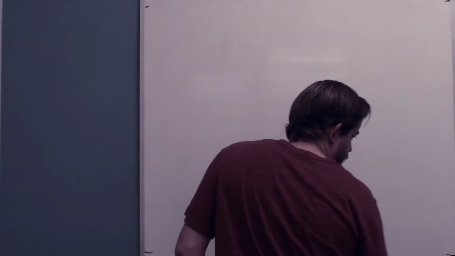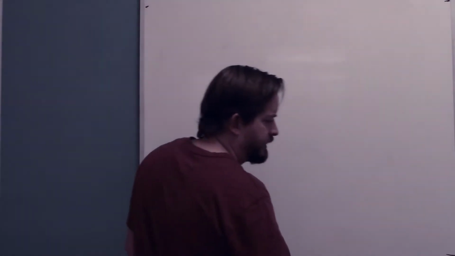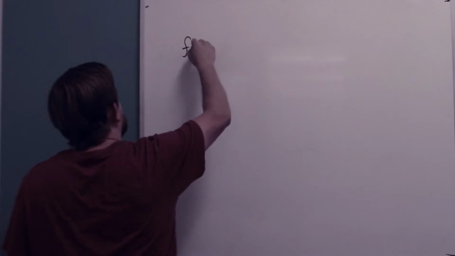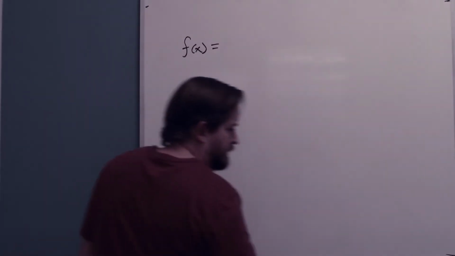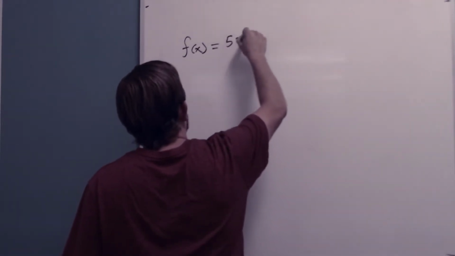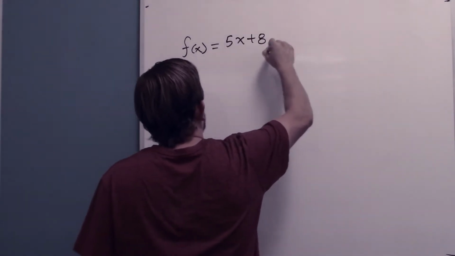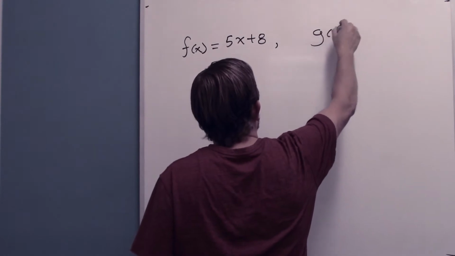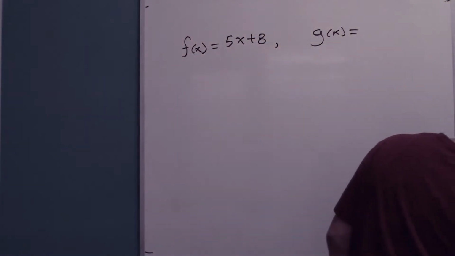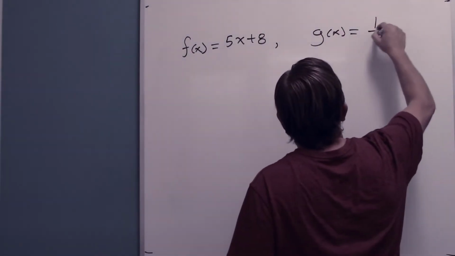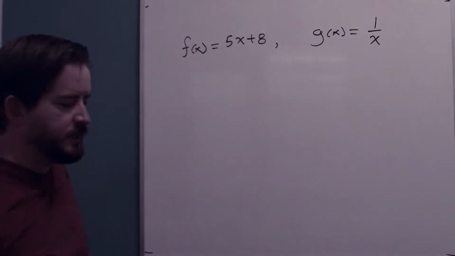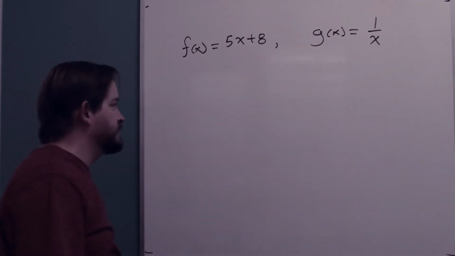All right. Let's take a look at the second to last one. We're given 2 functions. I'm given f of x as 5x plus 8, and I'm given g of x as 1 over x. And we're asked to find a few things, f of g, f of a couple of different types of things.